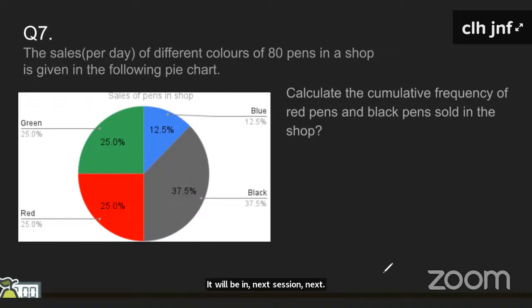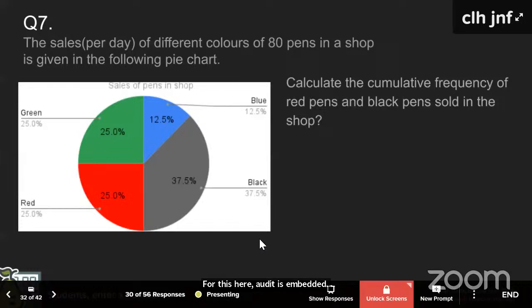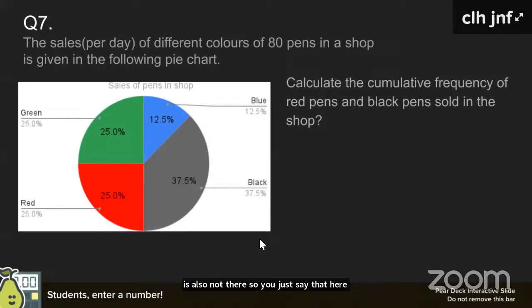But here, when it comes to just adding to find the cumulative frequency of this kind of data, there is no such thing. This is not grouped data. For this, order doesn't matter, as the data itself does not have any order and grouping is also not there. So you just say that here order doesn't matter. Okay.